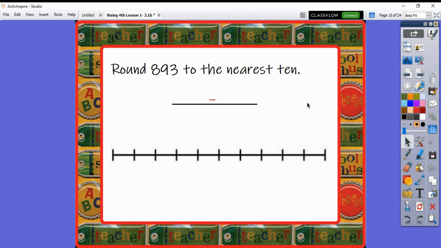All right, round this 3-digit number to the nearest 10. Press pause to draw yourself a number line, and then press play again when you're ready to check your work.